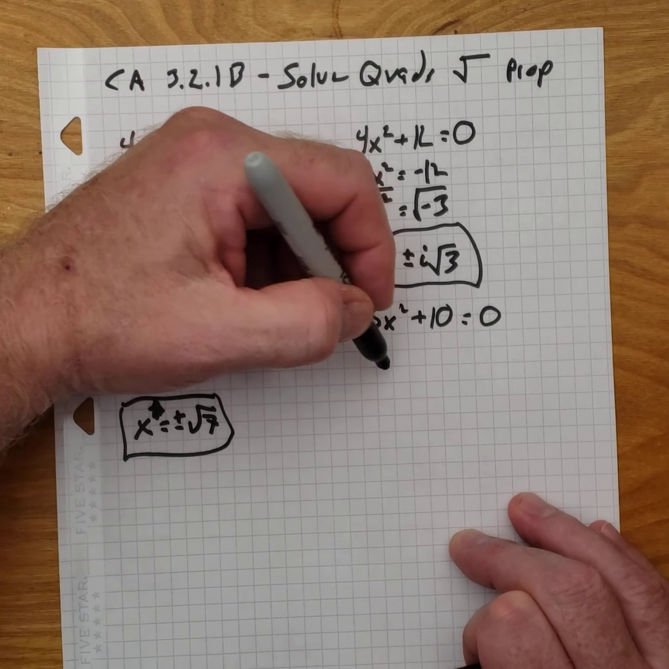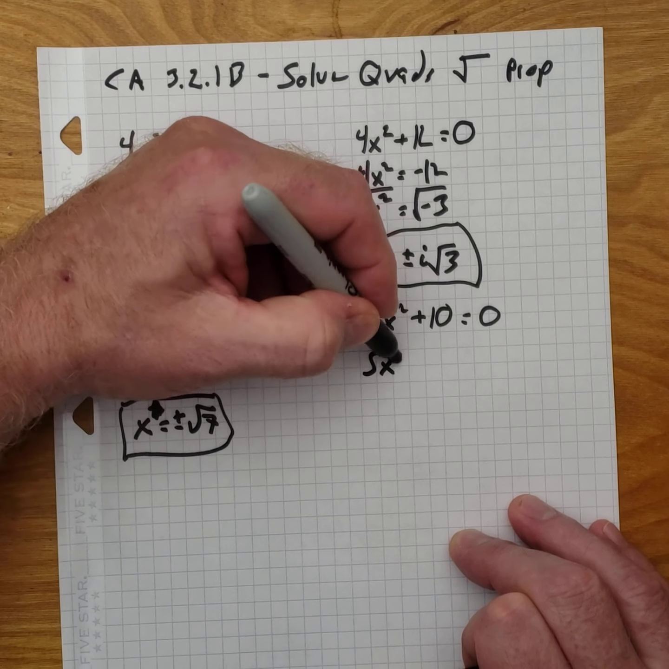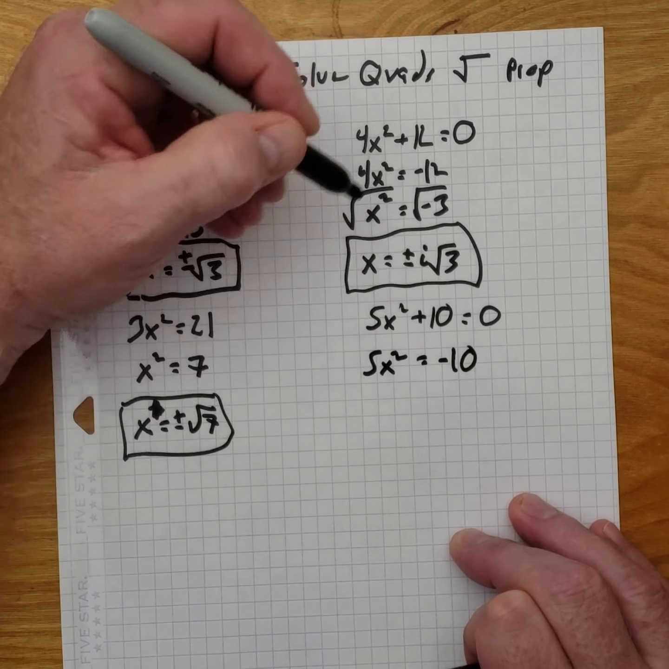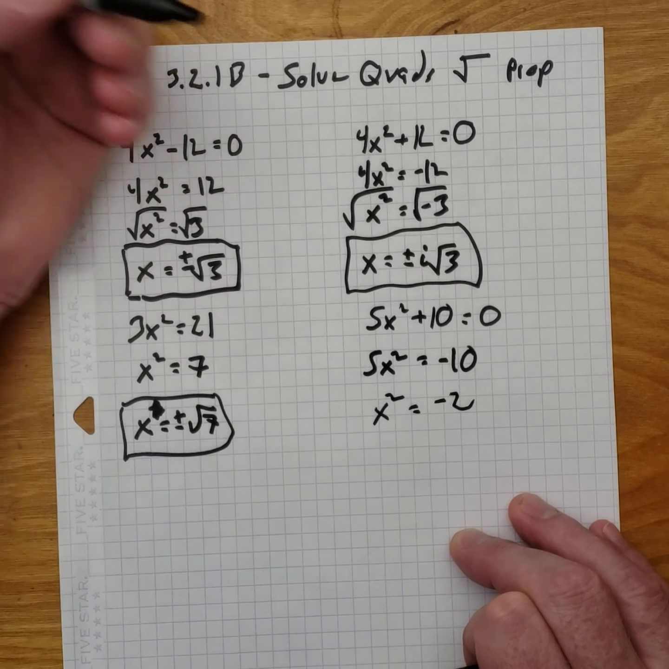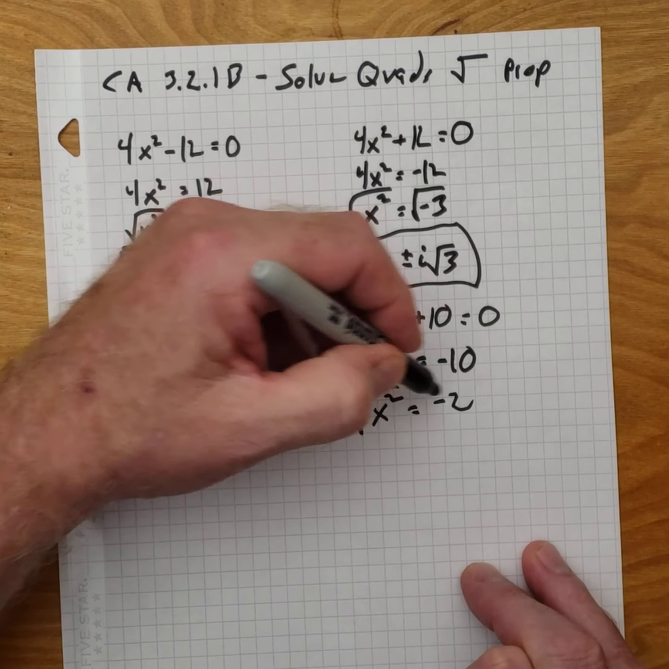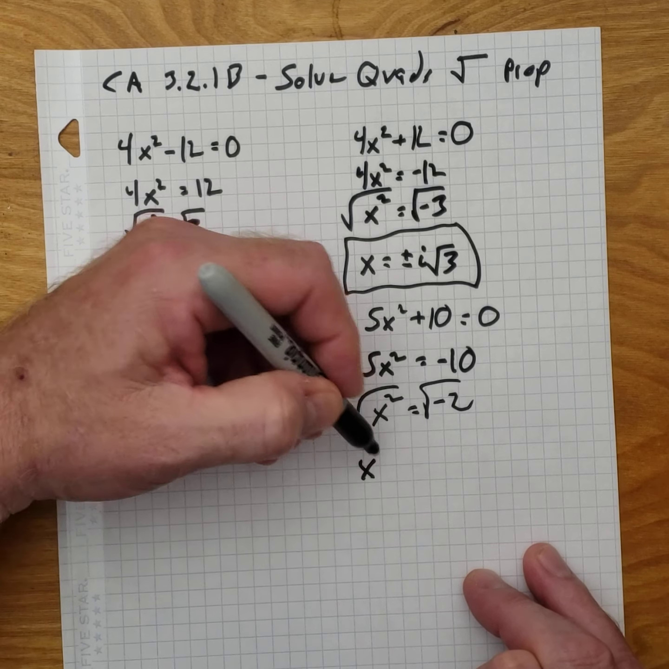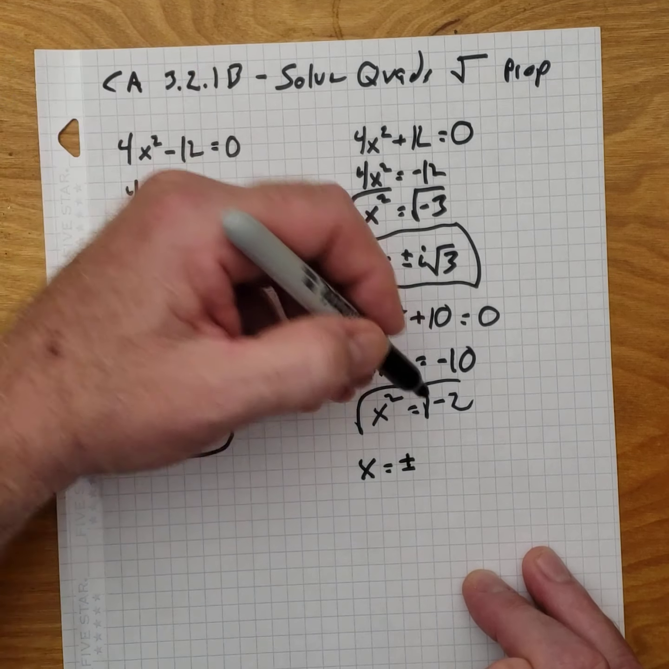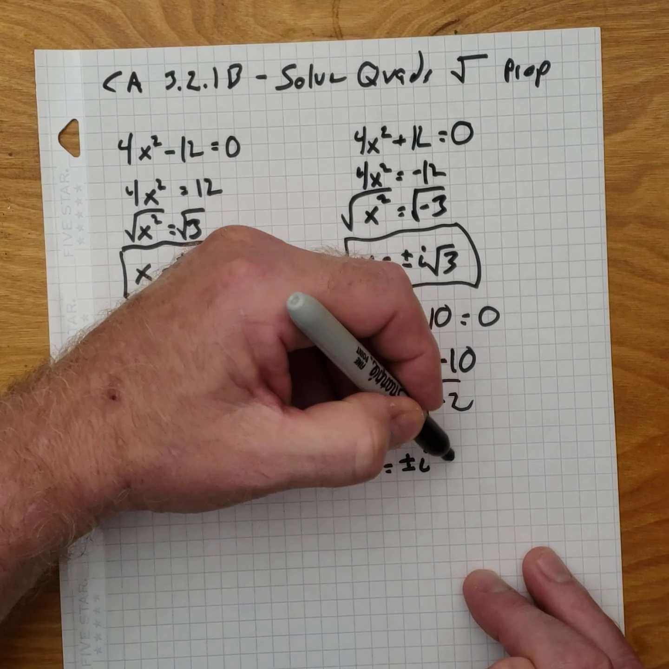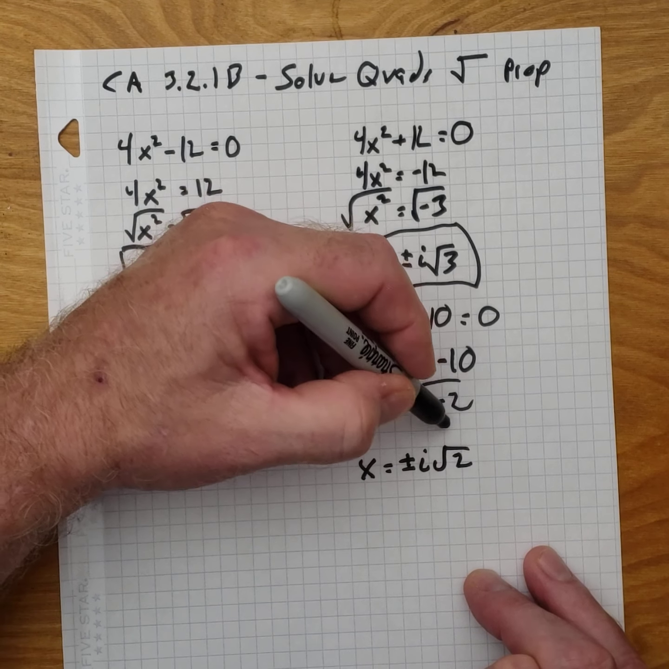And here, we'd subtract 10 from both sides, divide both sides by 5, negative 2, and then when we square root both sides, we have to remember a couple things. First, the positive or negative. The square root of negative is i, and the square root of 2 stays the square root of 2.